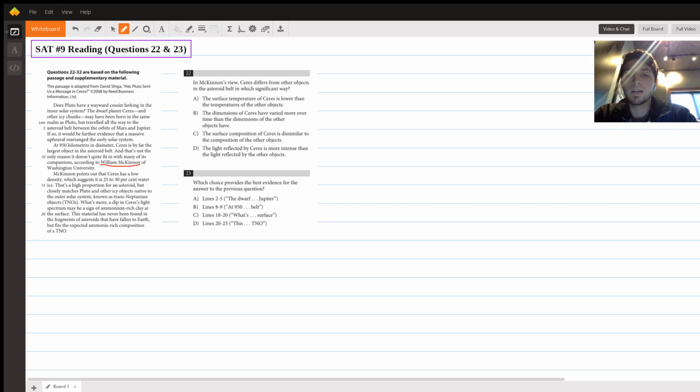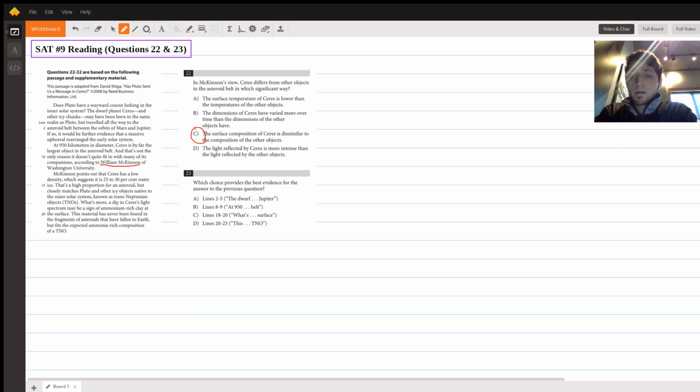The next answer choice, D, says that the light reflected by Ceres is more intense than the light reflected by the other objects. Now, this mentions the light reflected from Ceres, which is also mentioned in lines 18 through 20 for answer choice C in question 23. However, it doesn't have the same meaning because in lines 18 through 20, we're told that there's a dip in Ceres' light spectrum, whereas D is telling us that the light reflected by Ceres is more intense. A dip in the light spectrum is not the same thing as being more intense, so we can eliminate D. So at this point, we should really know that C is our only answer for question 22.